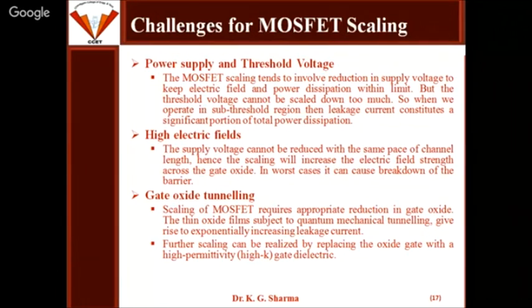Another thing is gate oxide tunneling. Scaling of MOSFET requires an appropriate reduction in gate oxide. The thin oxide film is subject to quantum mechanical tunneling, giving rise to exponentially increasing leakage current. So you can think of it this way: if you are reducing the gate oxide thickness, even if you apply a lesser voltage, the same type of electric field will be generated, and because of that things will not be under our control. Further scaling can be realized by replacing the oxide gate with a high permittivity or high-K gate dielectric. It means after 2000, we shifted from the normal gate oxide to the high-K gate oxide.